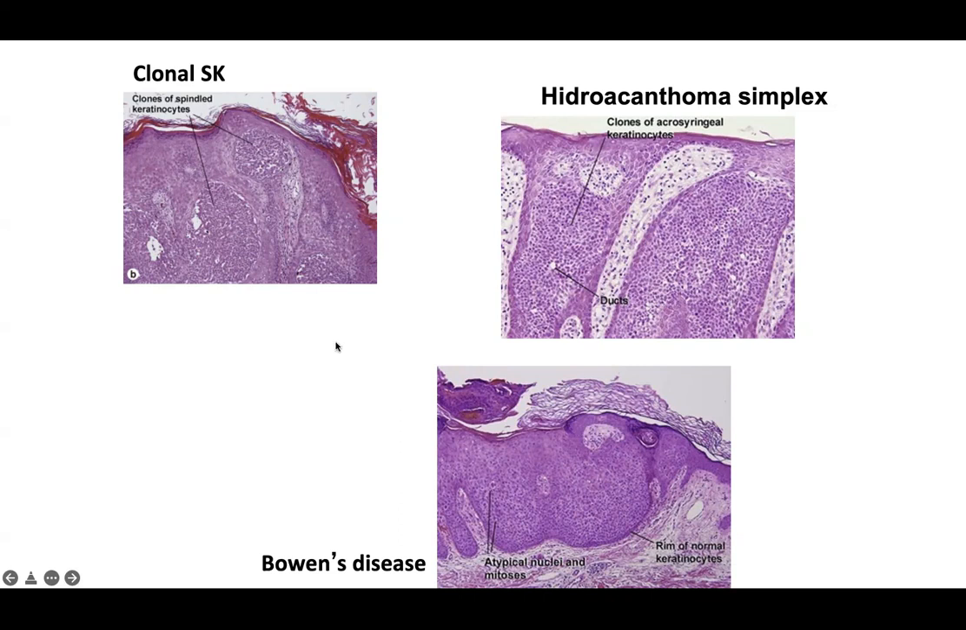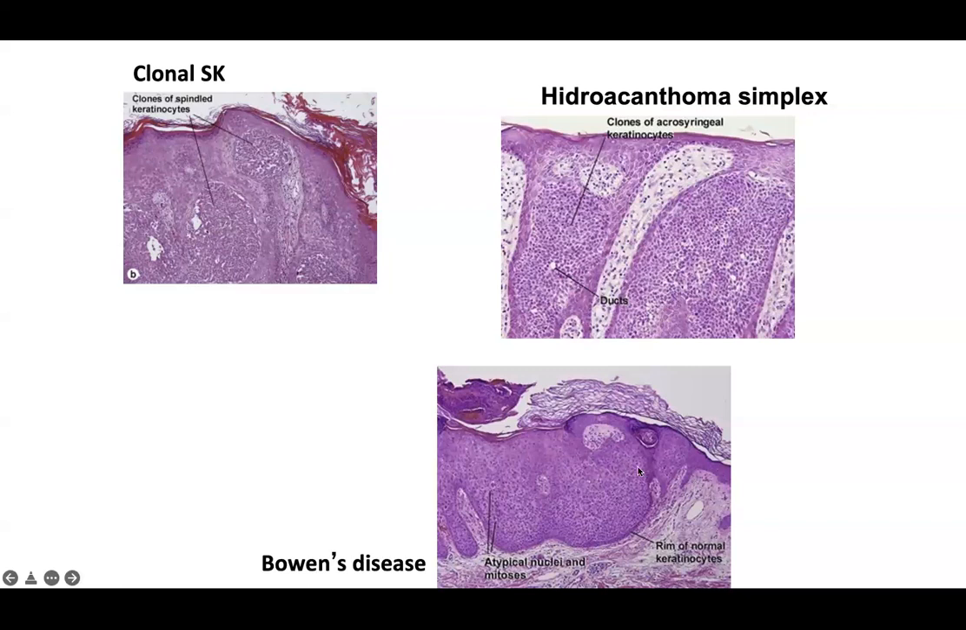And the most important thing, whether you're determining it's clonal SK or hydroacanthoma simplex, is to make sure that you're not missing a squamous cell carcinoma in situ or Bowen's disease. So from low power, they can look very similar, but you're going to have scattered atypical nuclei and mitotic figures. If you find mitotic figures really high up in the epidermis, that's a worrisome sign. If you find the loss of the granular layer, that's also a worrisome sign.